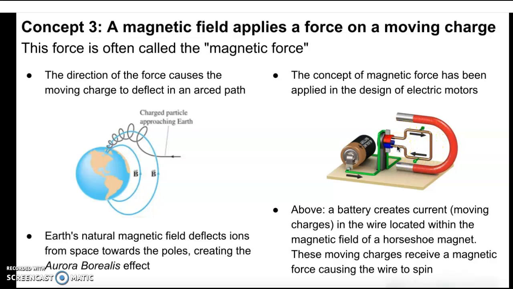If it's designed just right, and this red and blue thing here is part of the design, which is actually kind of tricky, you can cause the loop of wire to spin. That's taking electrical energy from the battery and turning it into rotational mechanical energy, kinetic energy, something spinning. And that's an electric motor.